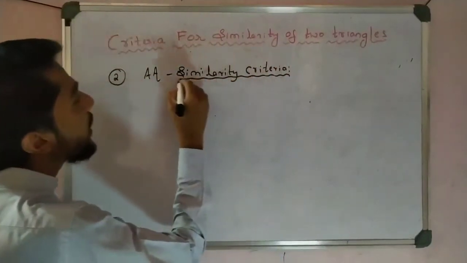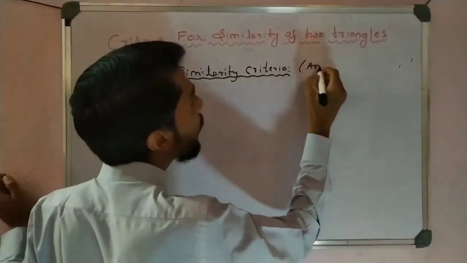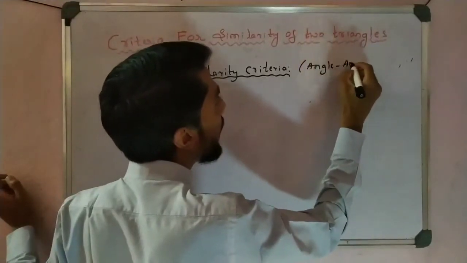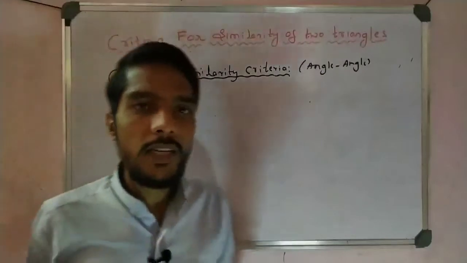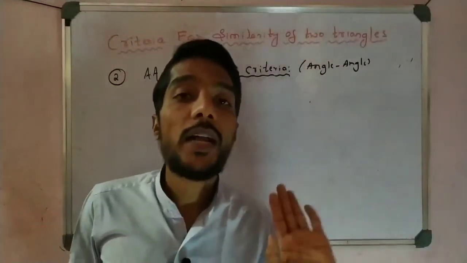Same here, A stands for angle. Here only two angles are enough. If we get a minimum of two angles equal, then we can say that the given triangles are similar.